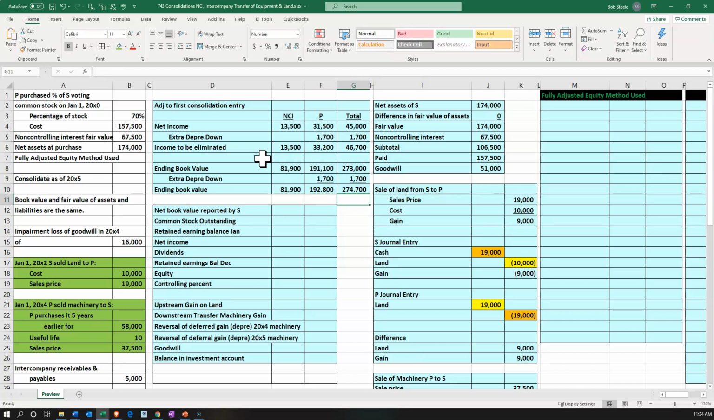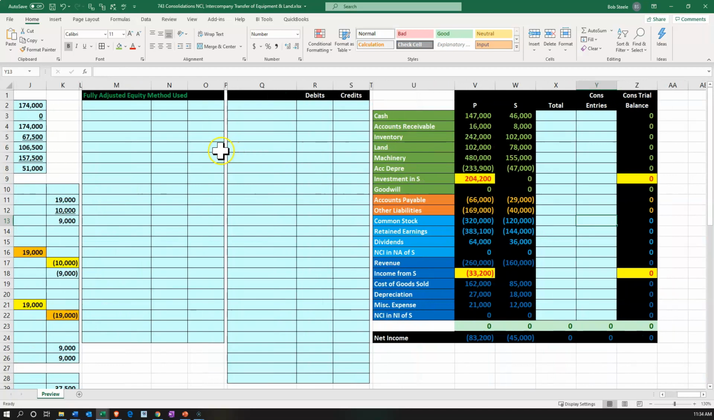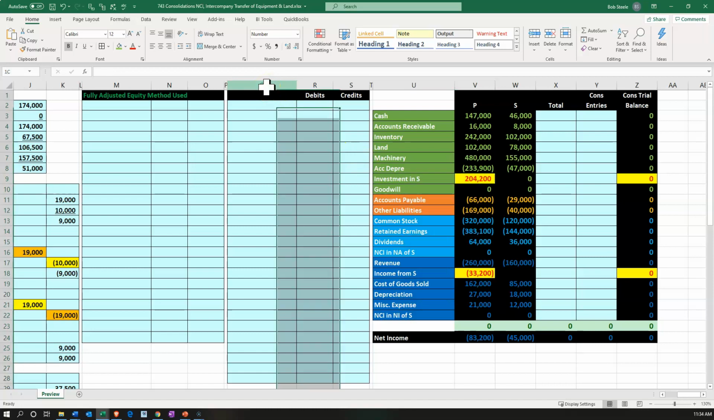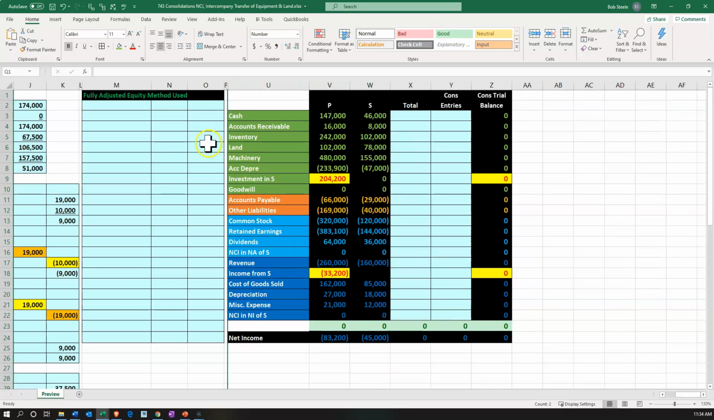Okay, so now that we have this information, we're going to go back on over here, and we want to consider the fully adjusted equity method, and we also just want to consider these two accounts. Basically, how are these two accounts constructed? So to do that, let's hide some cells. I'm going to hide from Q to T. I'm going to put my cursor on Q, select over to T, let go, right-click the selected area, and hide those cells.